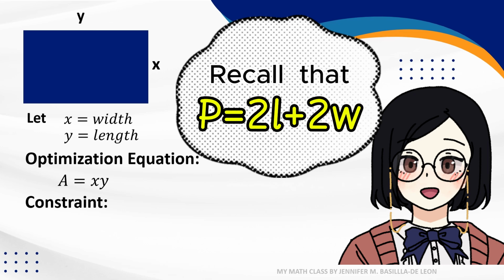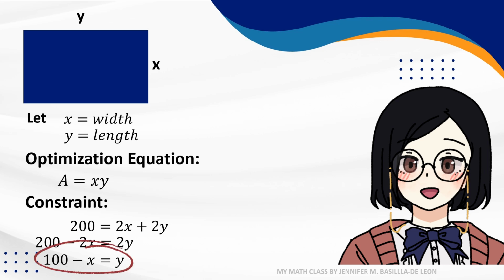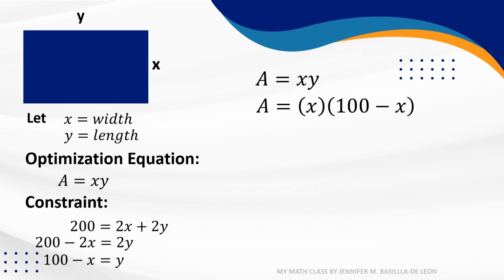The formula for the perimeter of a rectangle is 200 equals 2x plus 2y. Subtracting 2x from both sides, we will have 200 minus 2x equals 2y. Dividing all throughout by 2, we get 100 minus x equals y. This equation expresses y in terms of x, which will help us express the optimization equation in one variable.